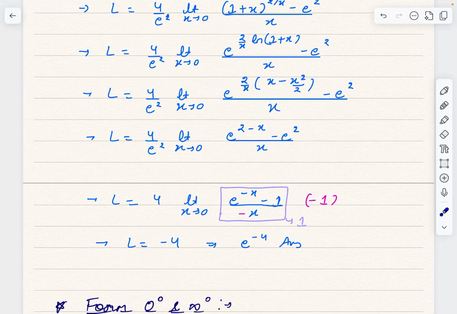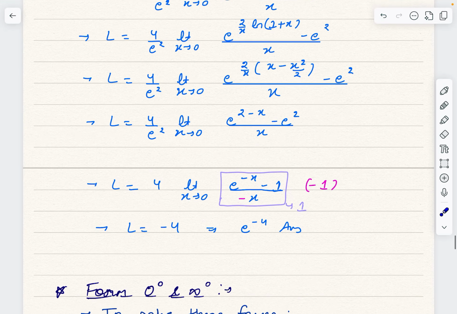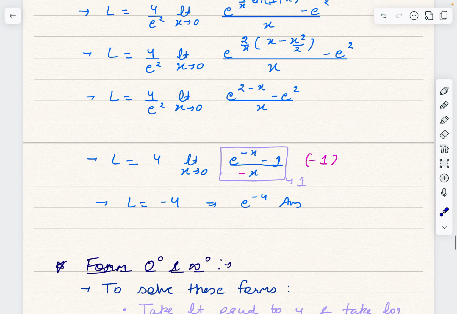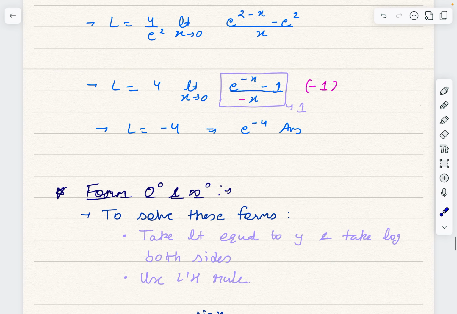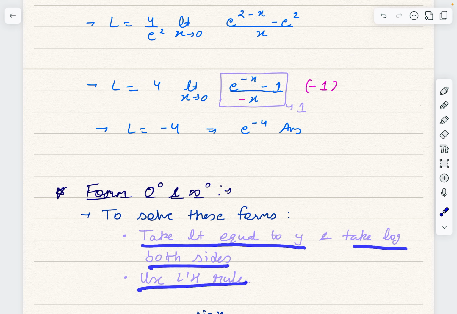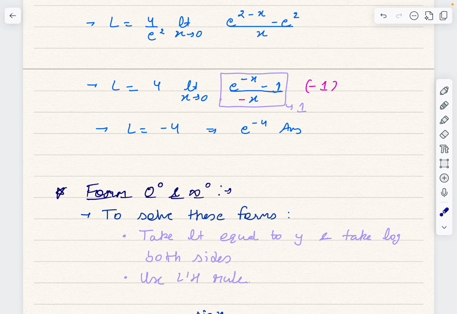Next, guys, we have 0 power 0 and infinity power 0 form. To solve this, there is a very simple method. Just take the limit equal to y and take log both sides. Then use L'Hospital rule. That's all. Just keep two things in your mind: take log and L'Hospital rule. Let us see with the help of an example.